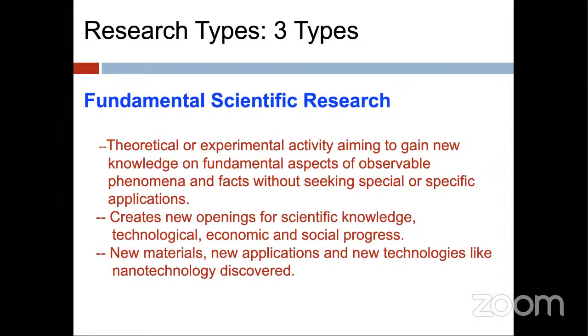So if we talk about research types, there can be three types of research: fundamental research, which can be theoretical or experimental. We can create new openings for scientific knowledge through fundamental scientific research. From fundamental scientific research, we can come up with new materials, new applications, or new technologies. Like nowadays, you must have heard of nanotechnology. You go to buy a TV, you will see different displays having different resolutions and very attractive to see. And the attendant will tell you this has nano LED, this has nano this. So nanotechnology is everywhere nowadays. This is a very attractive technology.